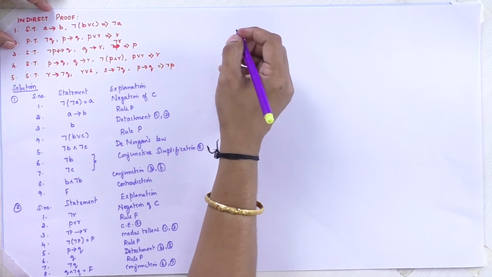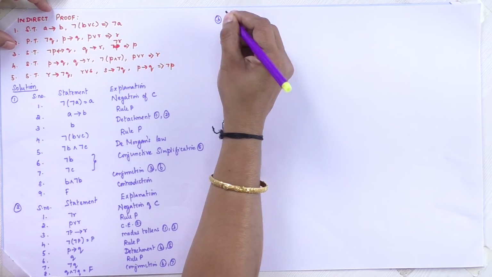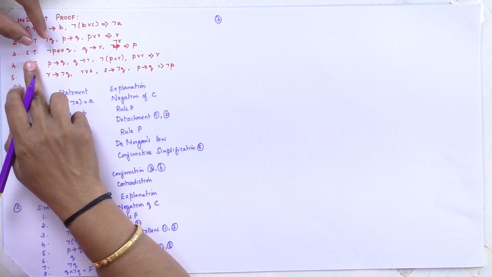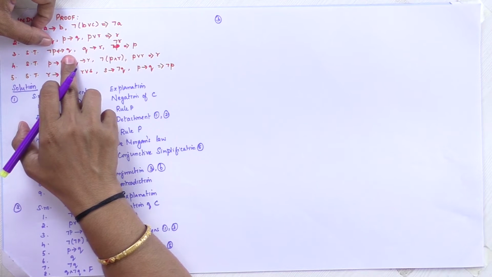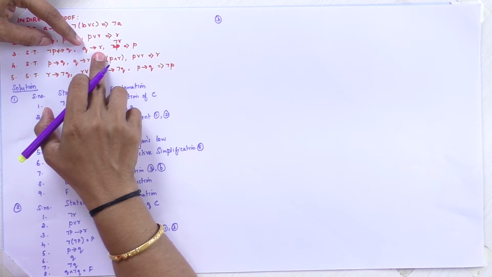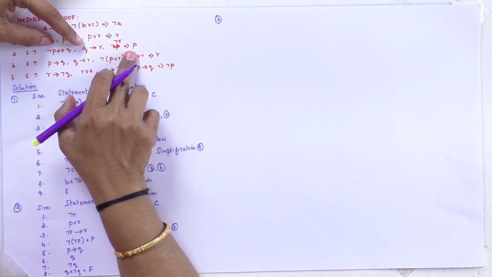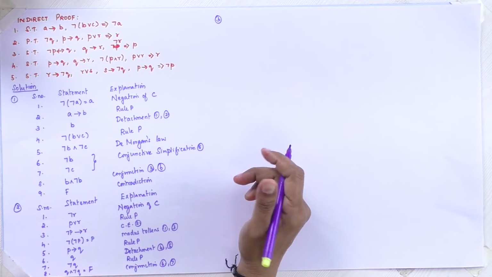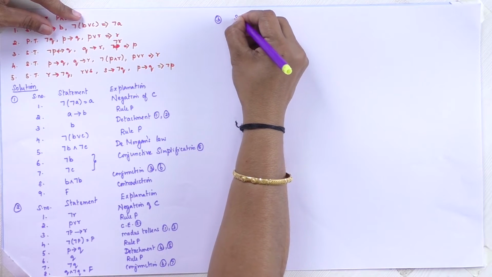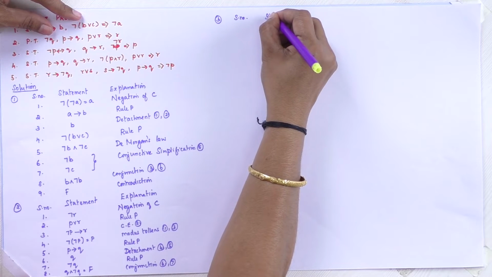Alright? So now look at the third problem. What it says here: show that negation P biconditional Q, Q conditional R, negation R should imply P. And this is again by an indirect proof. So what should be your first step? As usual, you will have to write down.